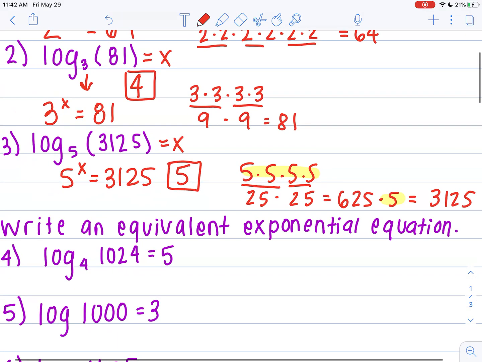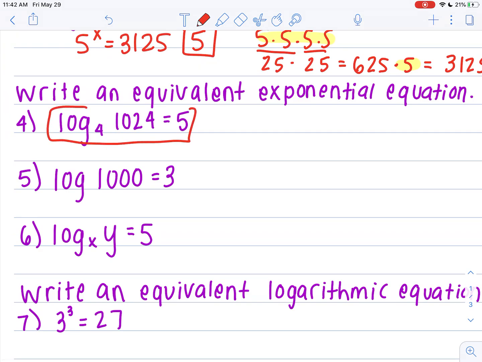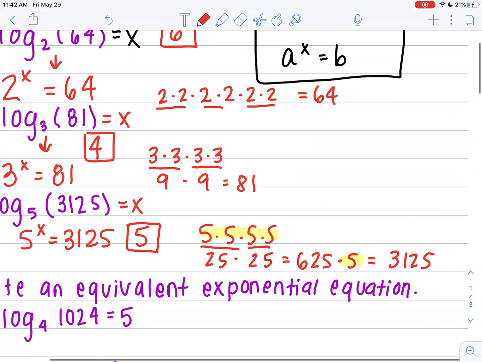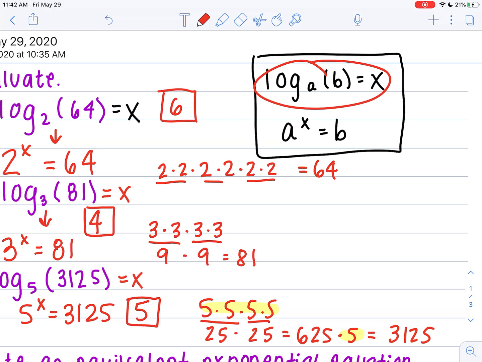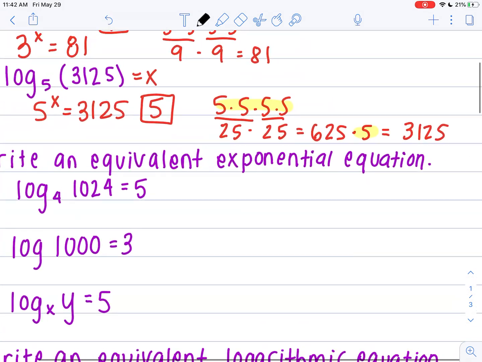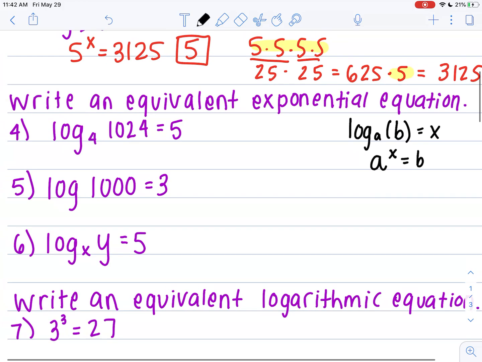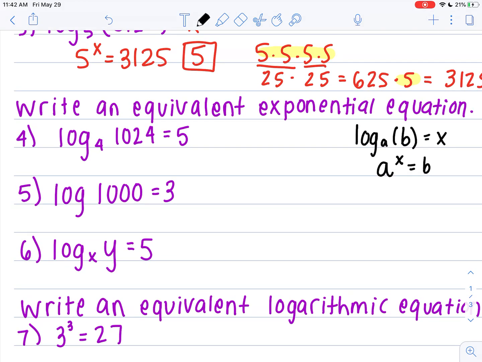Okay. So now, instead, do you see how now this equals a number? So we have log base 4 of 1,024 equals 5. So again, just like up here, I'm going to rewrite this. Log base a of b equals x, and we can turn it into a to the x equals b. So it's saying all you have to do is write an equivalent exponential equation. So it's saying, okay, go from here to here. That's what it's saying. So in order to do that, it's going to be the same thing as last time.